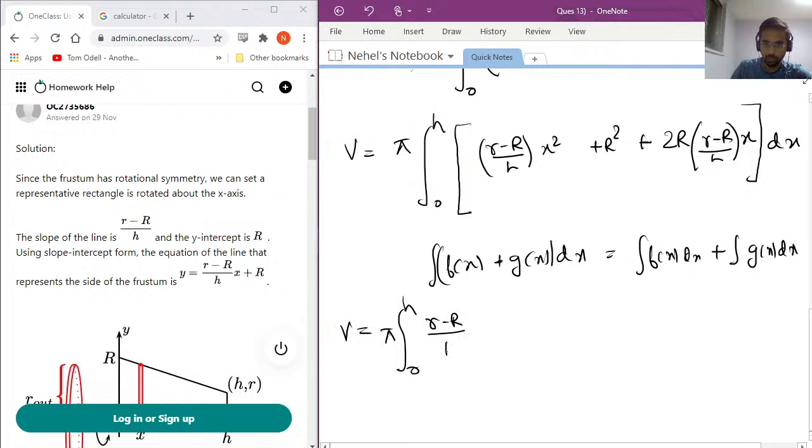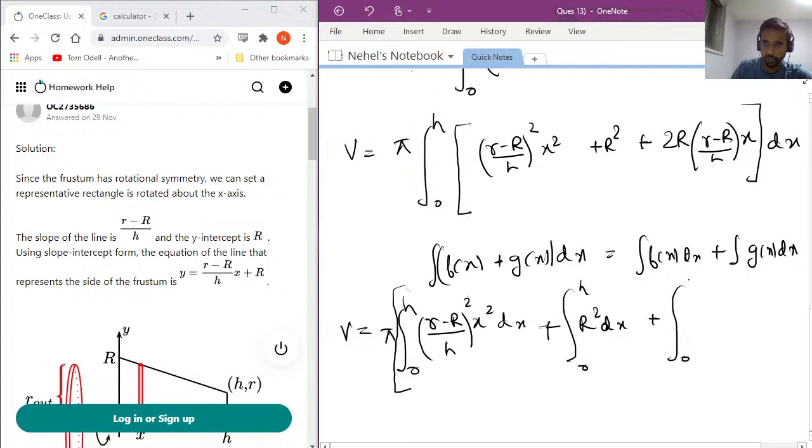r minus r over h, whole h, well, it's actually a square here, x square dx plus, and then we have to be careful, pi is being multiplied to all of this, so that plus r square, or integral of 0 to h r square dx plus integral of 0 to h 2r r minus r over h x dx.